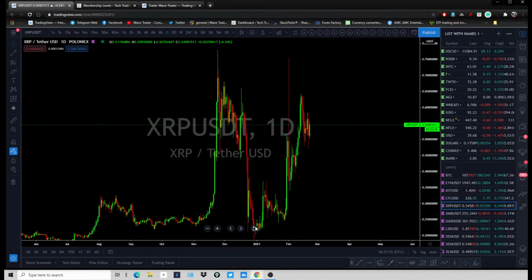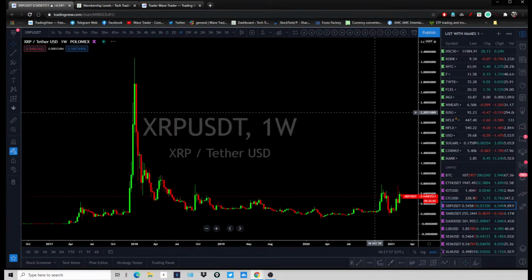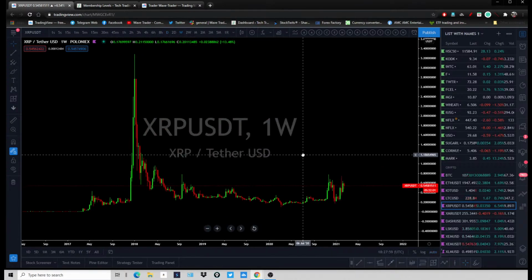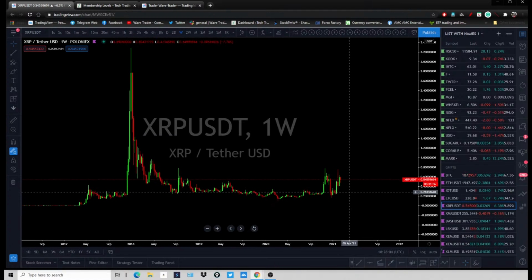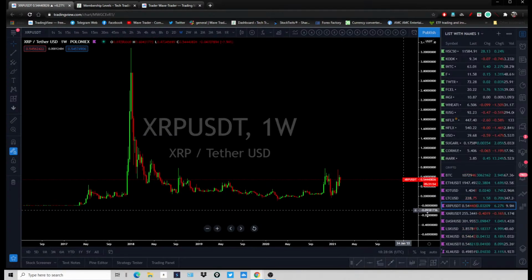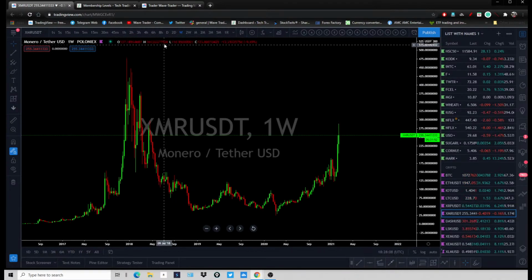Ripple is the coin which is just sitting over there because of the SEC. So buy this as low as you can, close to these lows, at least 30 cents.